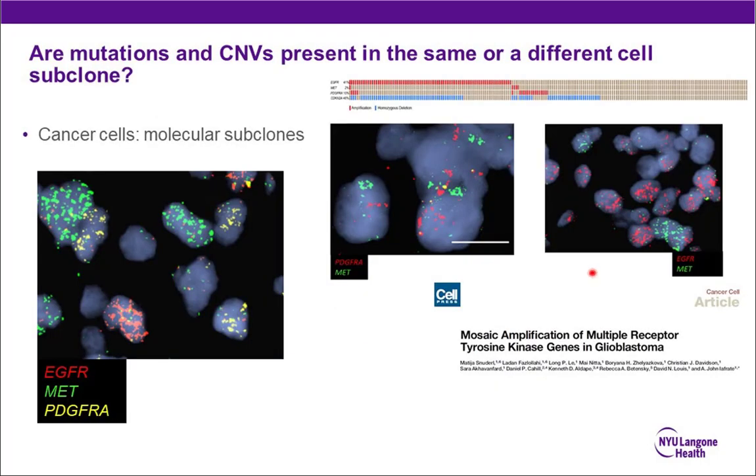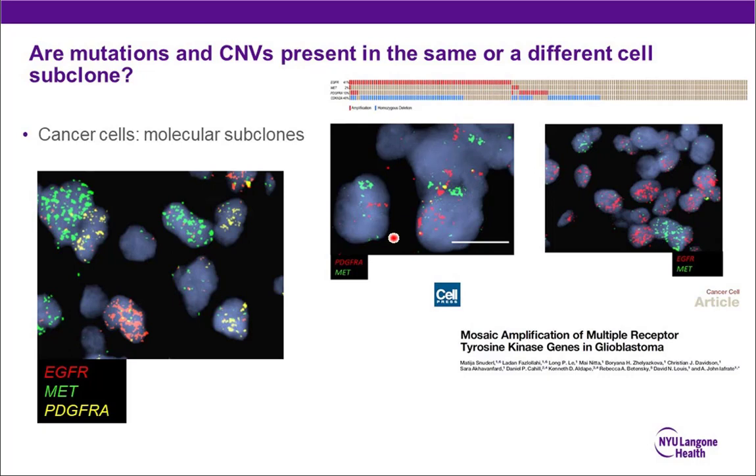We've shown several years ago that mutations and copy numbers can be present in the same or different cells. So if you look here, you can see that amplifications of genes such as EGFR and MET in this tumor are present in mutually exclusive populations. Cells with EGFR amplification do not have MET amplification and vice versa.